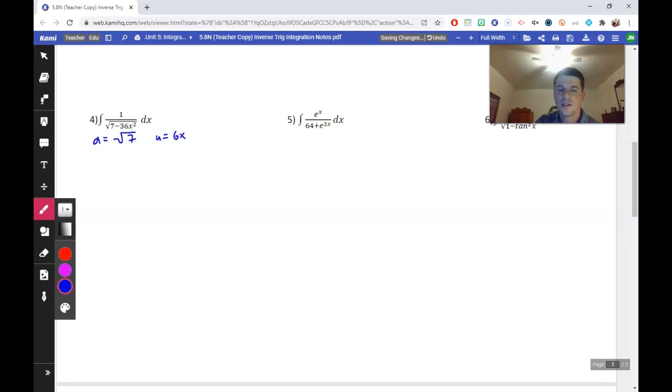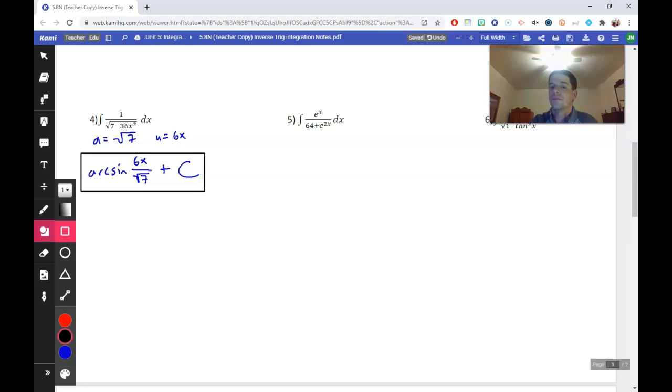And so now we can just fill it out. So we have arc sine of u, which is 6x over a, which is root 7. Remember, you can leave roots in the denominator in calculus, woohoo, plus c. That's all we had to do for that one.